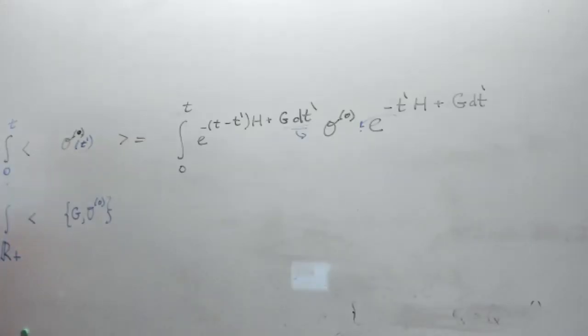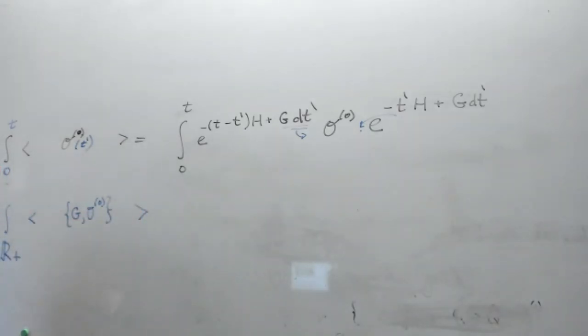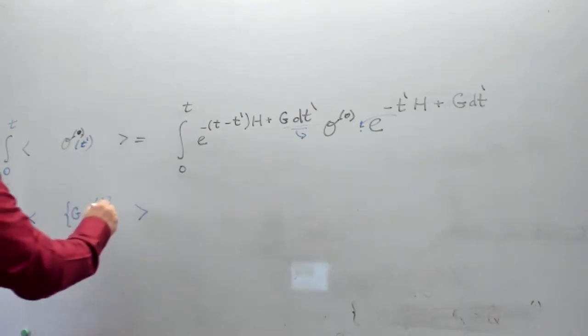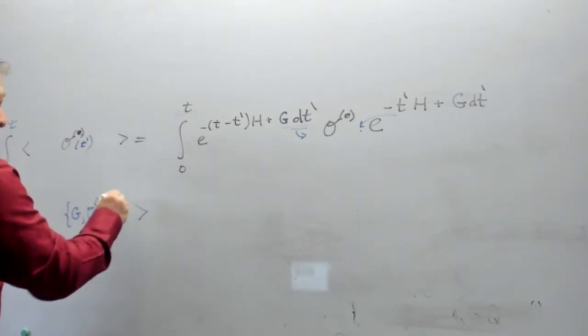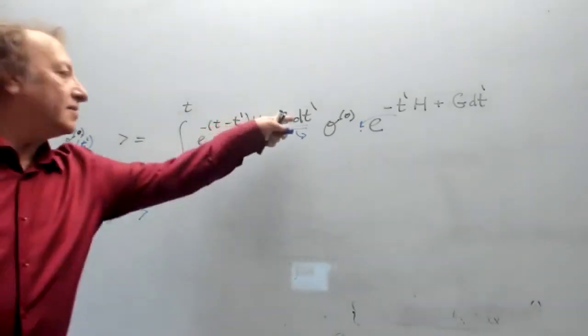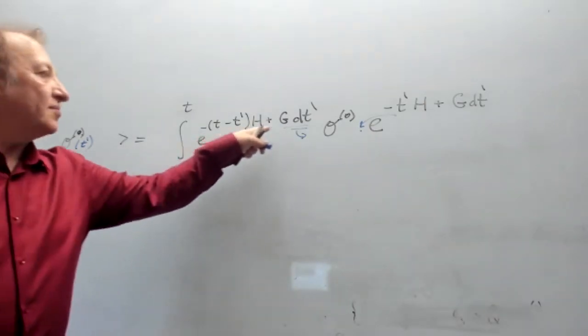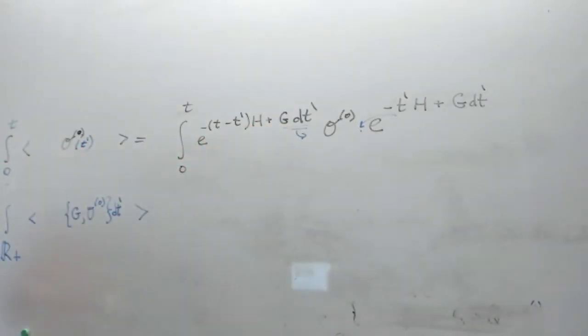So I get this. And here is dt prime. And I can omit here higher powers of dt prime because this dt prime kills dt prime here. It's the same.